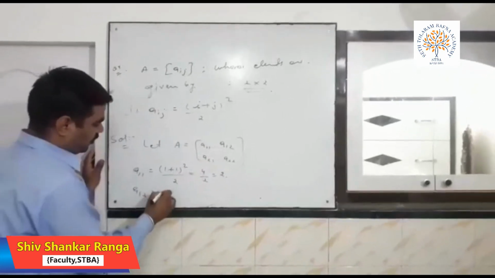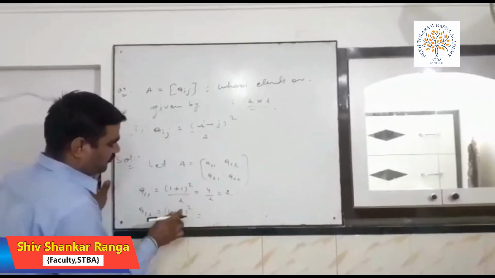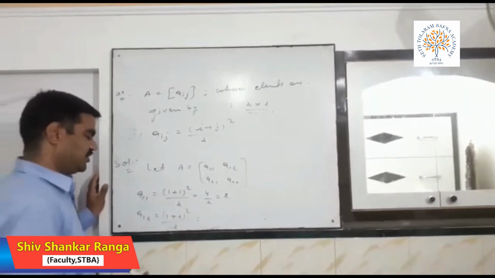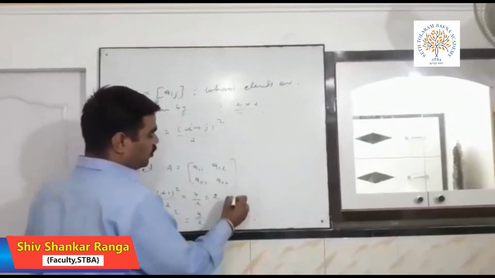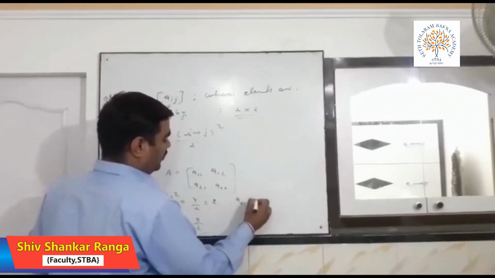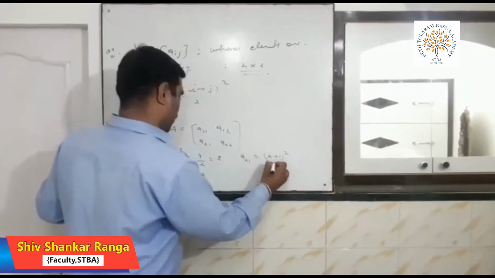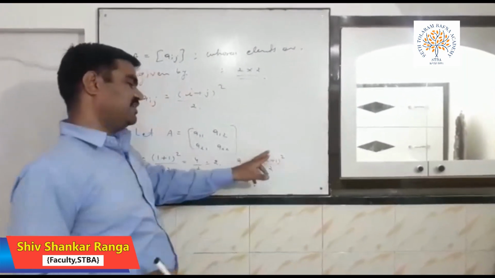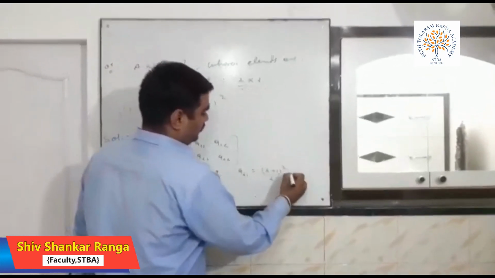A12 is (1 plus 2) to the power 2 by 2. 2 plus 1 is 3, 3 to the power 2 is 9, 9 by 2. And A21 is (2 plus 1) to the power 2 upon 2. 2 plus 1 is 3, 3 to the power 2 is 9, 9 by 2.